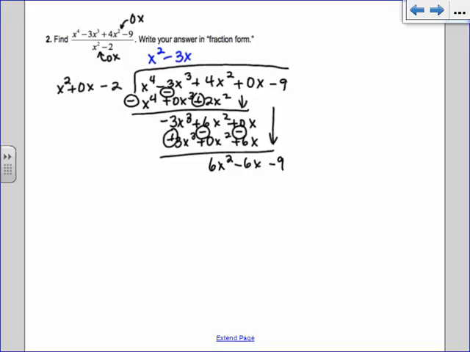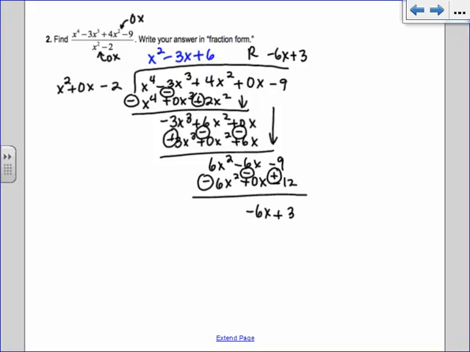So one last time. So I say, what do I multiply x squared by in order to get 6x squared? So 6. So I take the 6 and I multiply by each thing. So 6 times x squared is 6x squared. 6 times 0x is 0x. 6 times negative 2 is negative 12. Draw the line, change the signs. Add straight down. So I get negative 6x plus 3. That is the remainder.